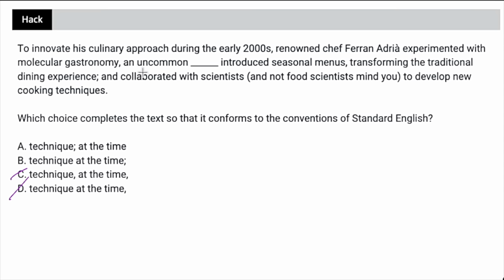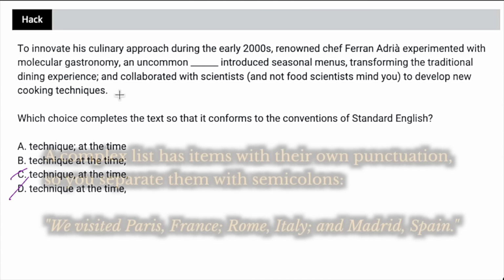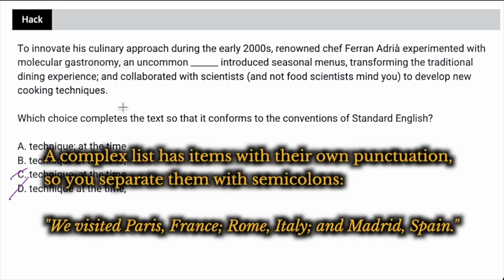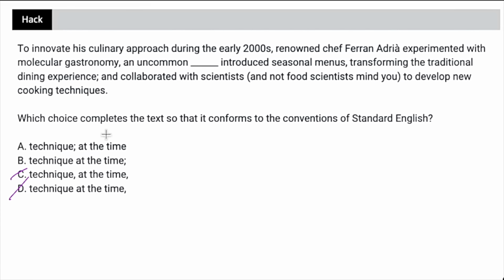And then just to quickly explain the rule, we have a complex list whenever we run into one of these situations. And in a complex list, the items are separated by semicolons.